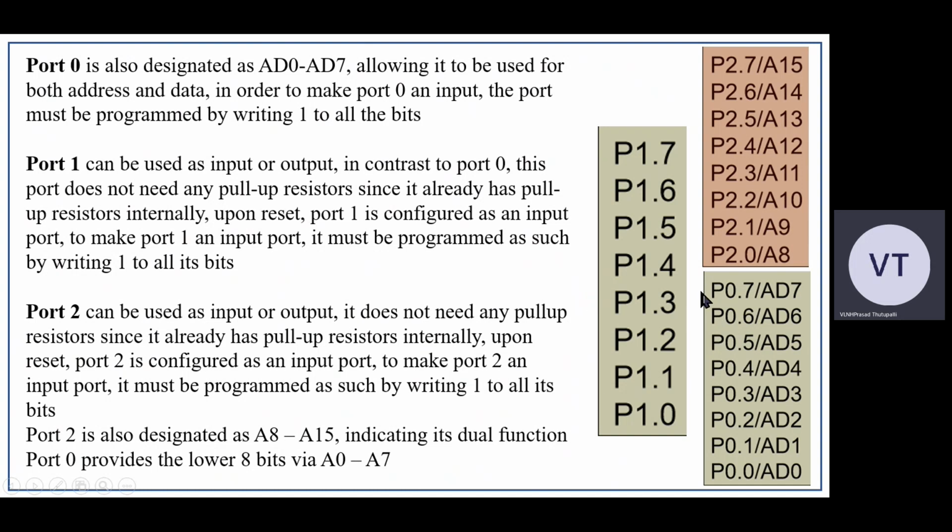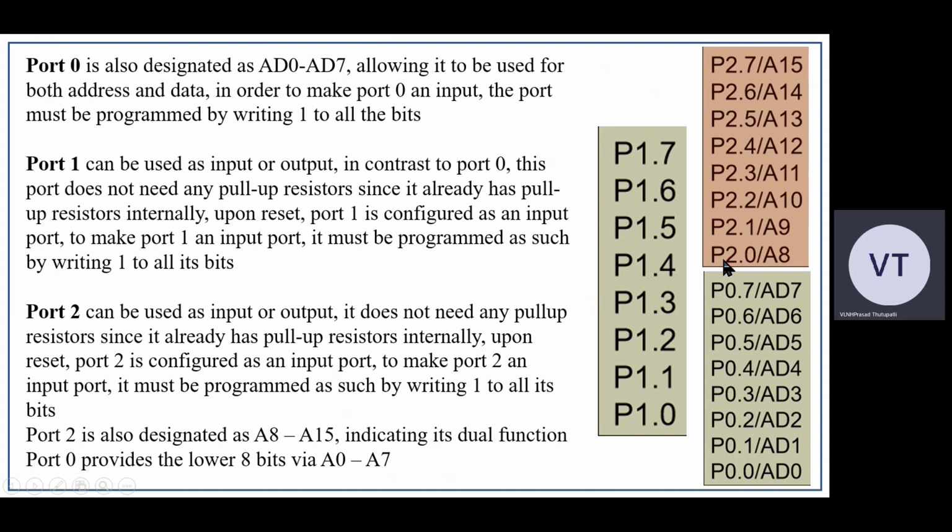Now coming to P0, you can see here P0.0 is the same, works like AD0 also. AD0 means address data pin. AD1 address data pin 1. AD2 address data pin 2, 3, 4, 5, 6, and so this bus works like lower order address bus. The length of address bus in microcontroller 8051 is 16. 0 to 15 are 16 lines. So 0 to 7, this bus is called as the lower order address bus.